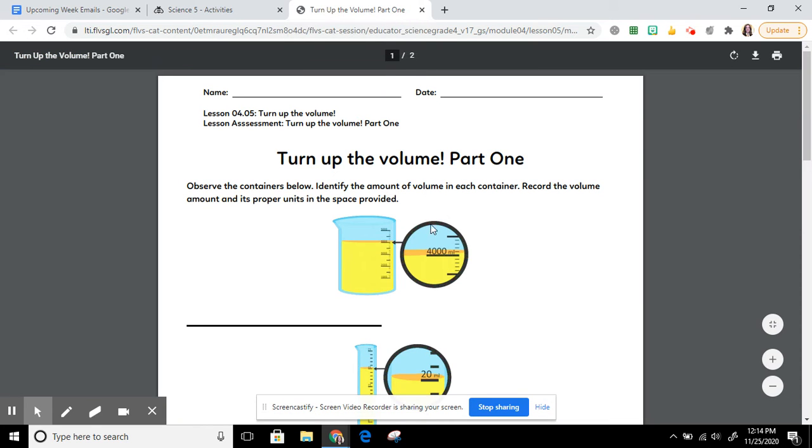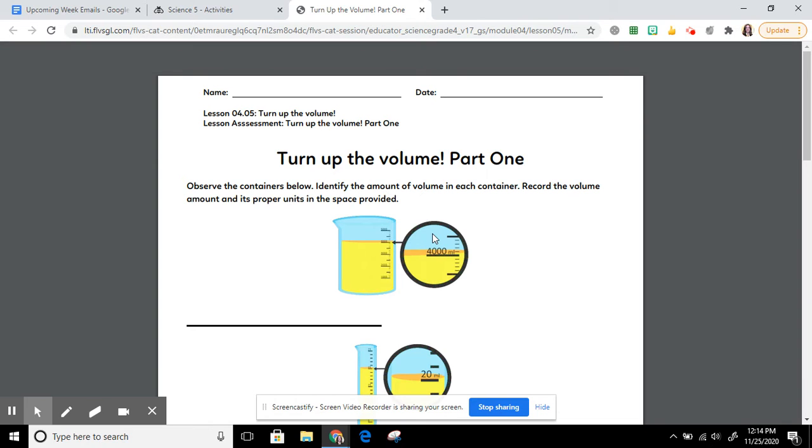For this assignment, you are going to be looking at graduated cylinders and beakers and determining how much liquid is in both of them. For some reason, it's taking a bit. Okay. So for the first page, you are observing the containers and identifying the volume in each container, and you're going to record that on the line here. Please don't forget your units.